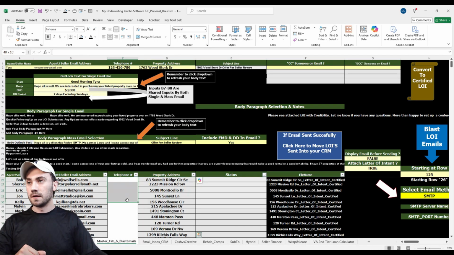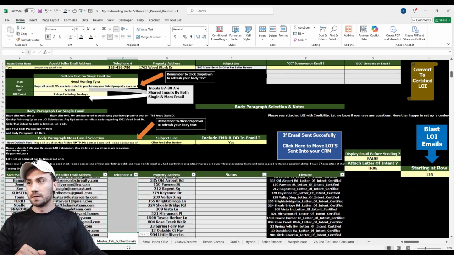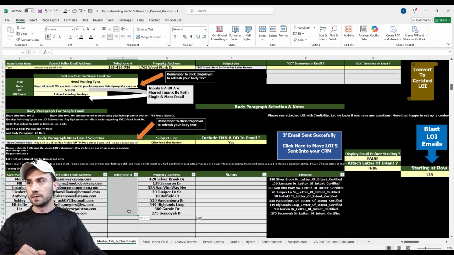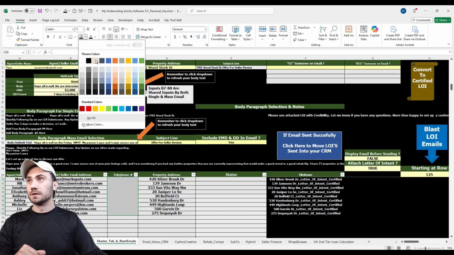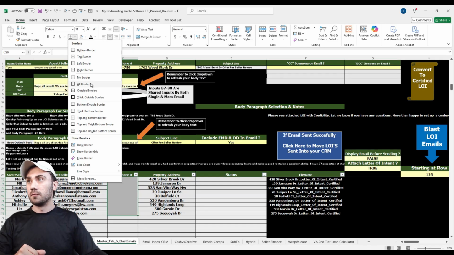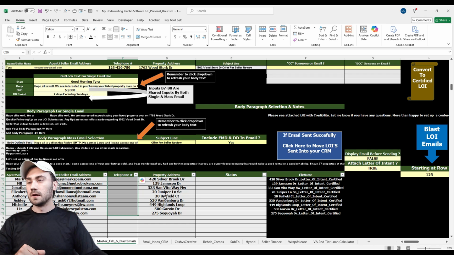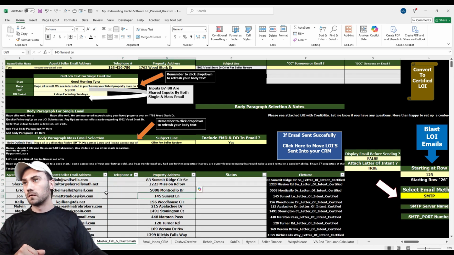When we do that, we can see here that some of the cells have lost their color. Totally fine. You can just fill this in on your own. I'm going to change this back to the default gray with the border lines filled in. And there we go. Now it looks nice and clean. So we have the agent and seller's name, their email address, and the property address. We're probably about two minutes away from doing an email blast.